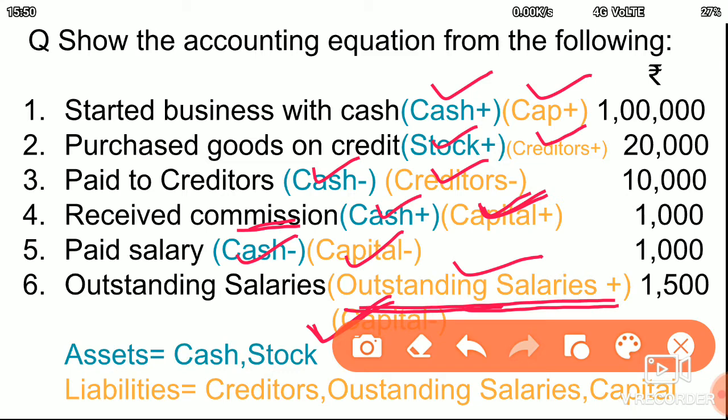Now after doing this, we can see that we have to open the cash account and the stock account for assets, and for the liabilities we have to open creditors account, outstanding salaries account and capital account. So let me show you each transaction in detail by explanation.